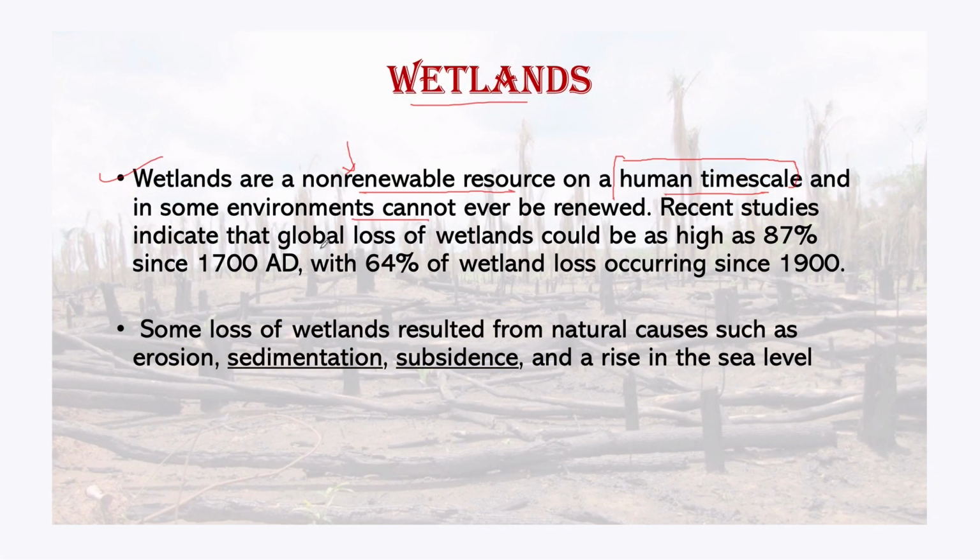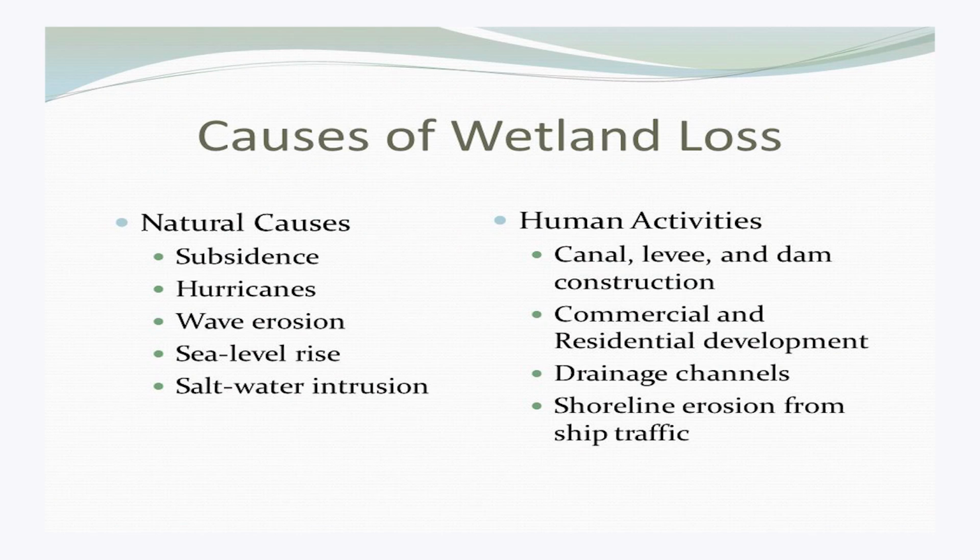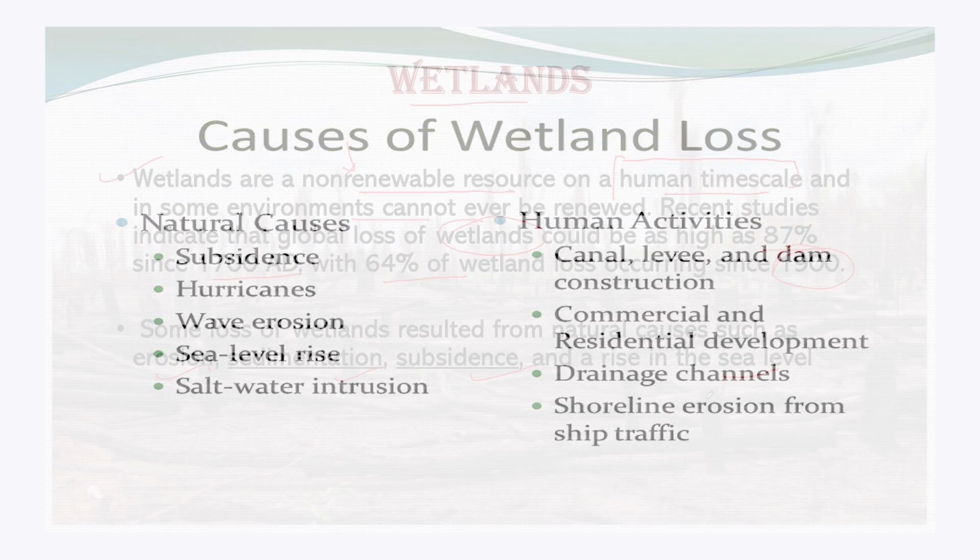Recent studies indicate that there is a lot of global loss of wetlands, which is as high as 87% since 1700 AD, with 64% of wetland loss occurring since 1900. Some loss of wetlands resulted from natural causes. These natural causes are soil erosion, sedimentation, subsidence, and the rise in the sea level.